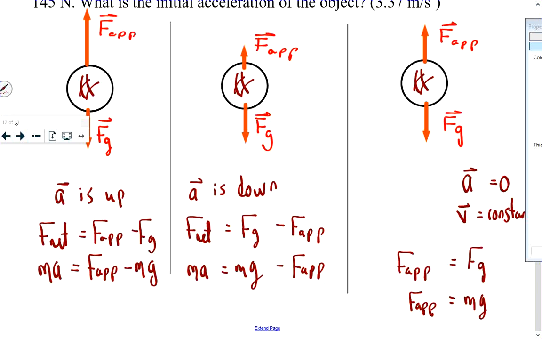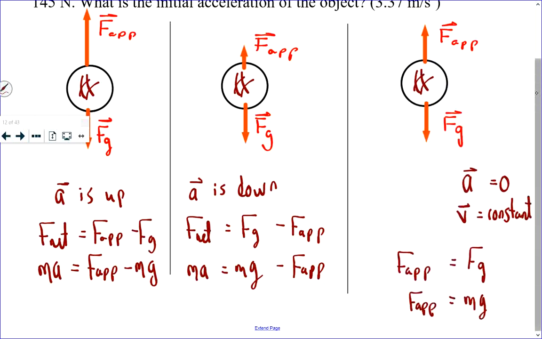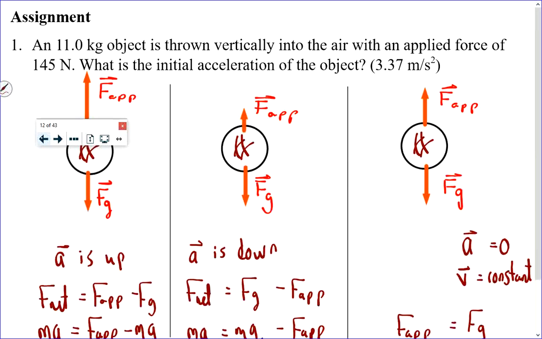Okay, so let's take a look at number 5. We have an 8 kilogram object that's pulled vertically upward by a rope. The tension in the rope is a constant 95 newtons. So something I didn't mention, I tried to stick with yesterday this concept of applied force, but I could very easily do the following.